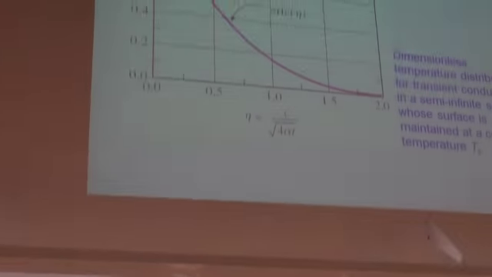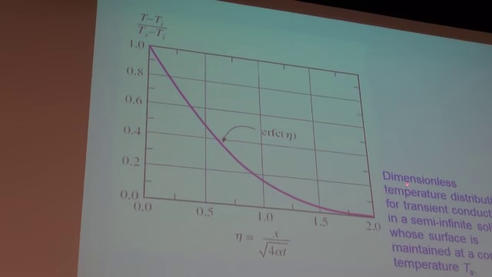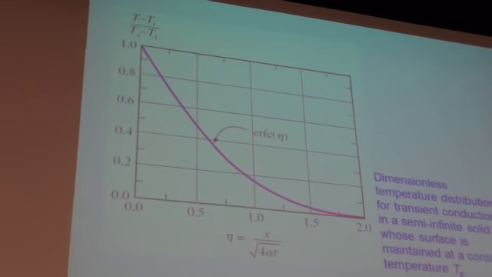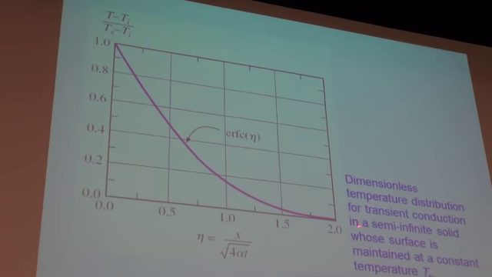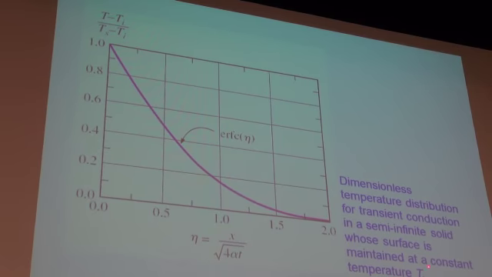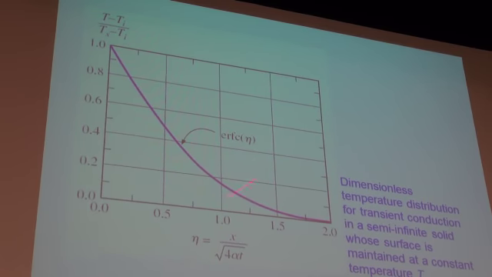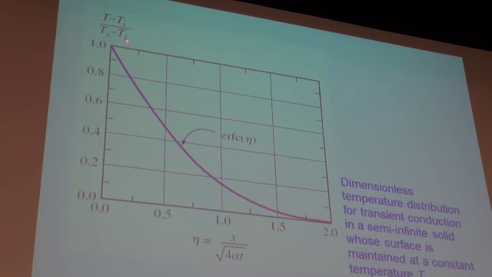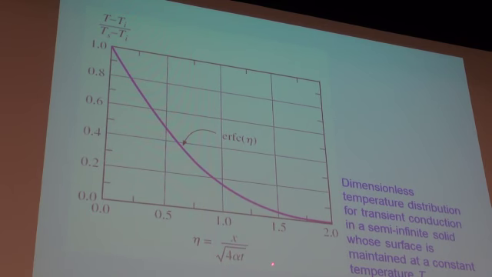The typical solutions can also be shown graphically. This is the non-dimensionalized temperature distribution for transient heat conduction in a semi-infinite solid whose surface is maintained at a constant temperature. So this is the first case that we've considered. And it can be plotted like that. So this is the non-dimensionalized temperature as a function of eta, and that would be the solution.